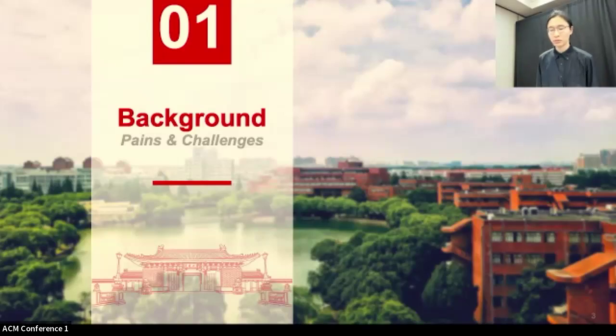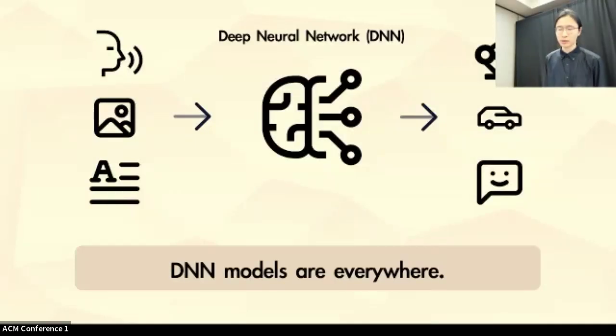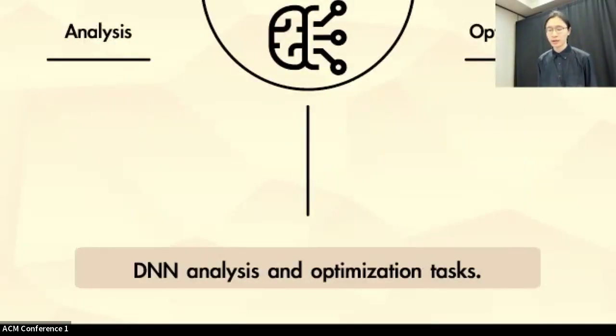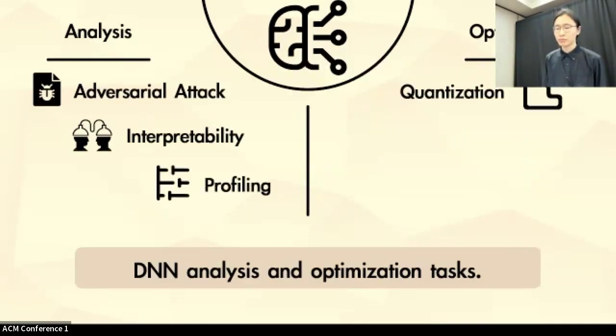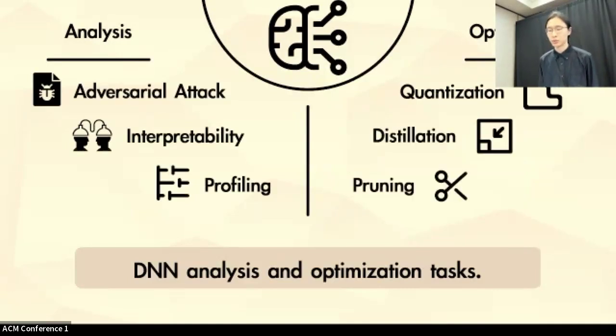Okay, so I will introduce the background of the challenges in the current development of DNN tasks. As we all know, DNN models are used everywhere in our daily life. And there are many analysis and optimization tasks focusing on DNN models. For example, for analysis, we have adversarial attack, interpretability, and profiling. And for optimization, we develop different algorithms like quantization, distillation or pruning.